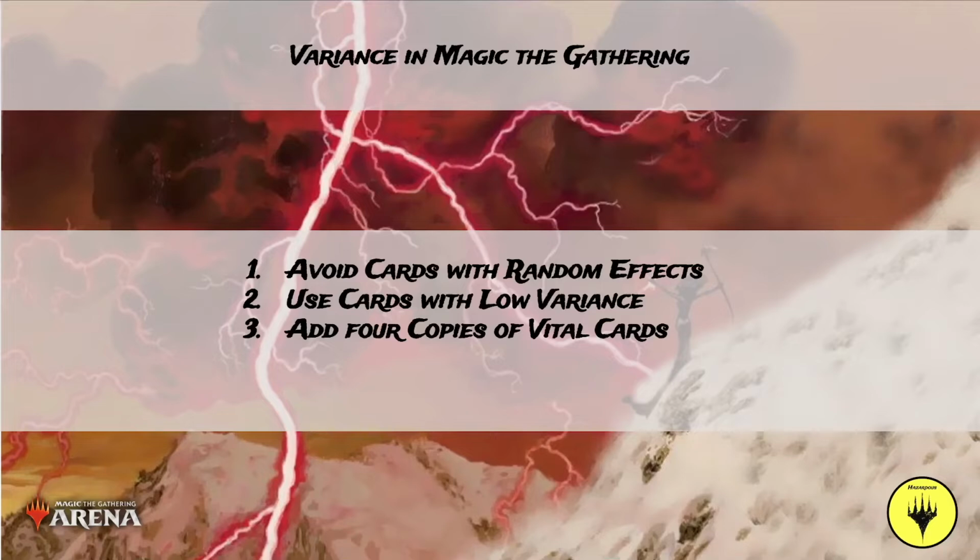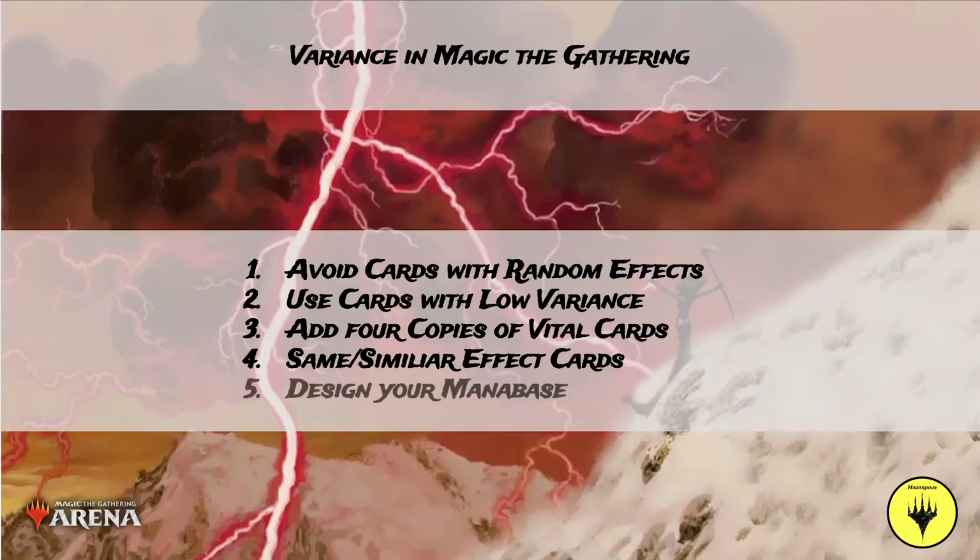Number 3. Add 4 copies of vital cards to increase your chance to actually draw them. Number 4. Include copies of cards that have similar effects to make your deck more consistent. We will cover this in a few seconds. And number 5. Think about your mana base to minimize mana flood and mana screw. So number 1 and 2 were already addressed previously. Number 5, designing your mana base, is a topic on its own and would exceed the content of this video. So I will cover this in the future. So basically we need to discuss point 3 and 4.